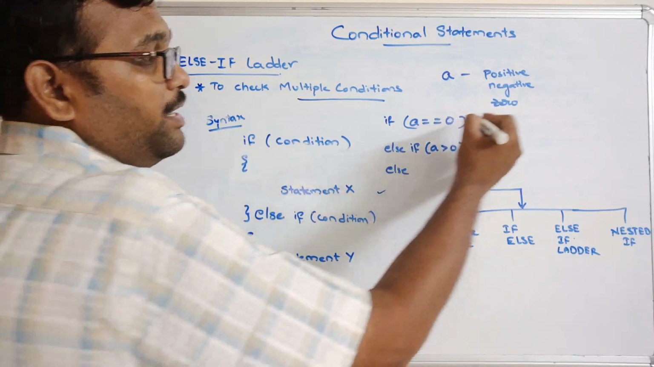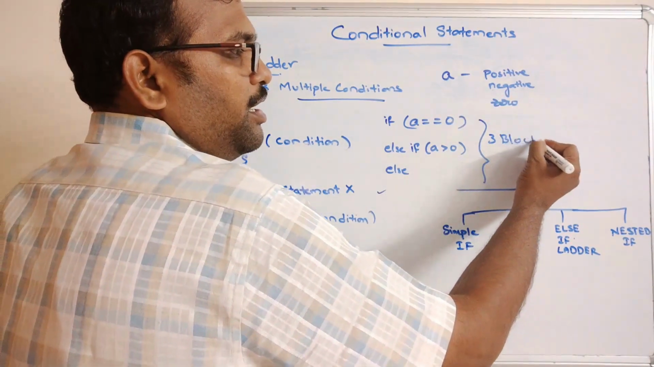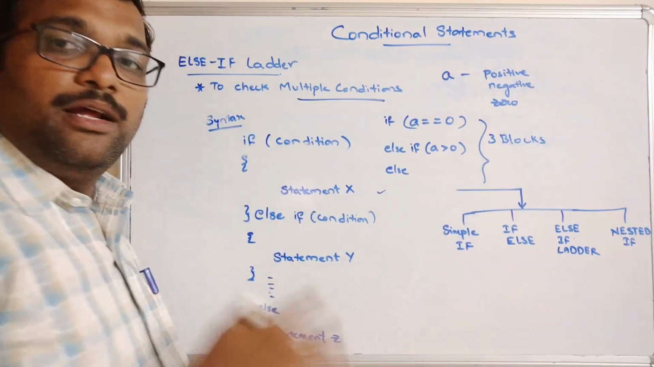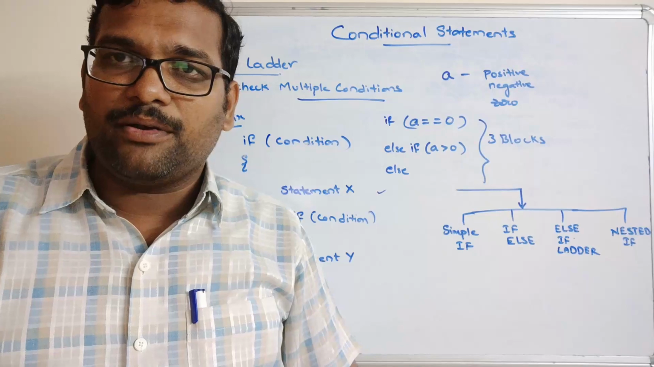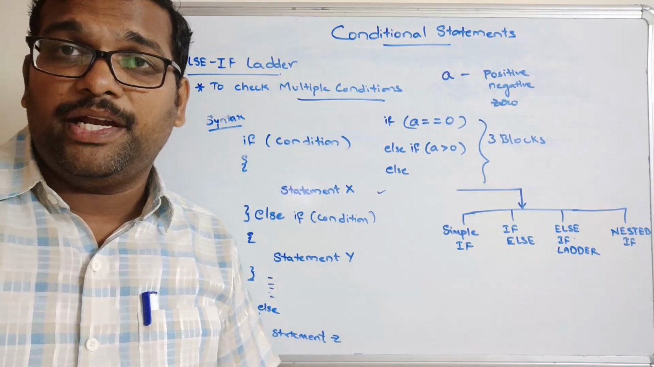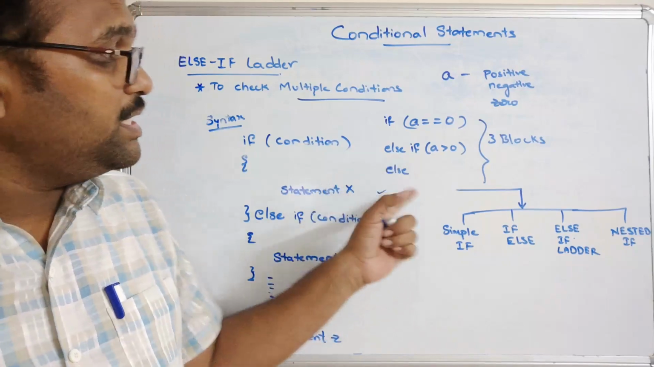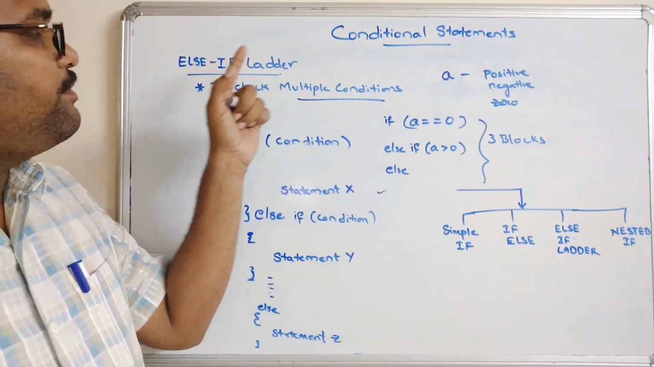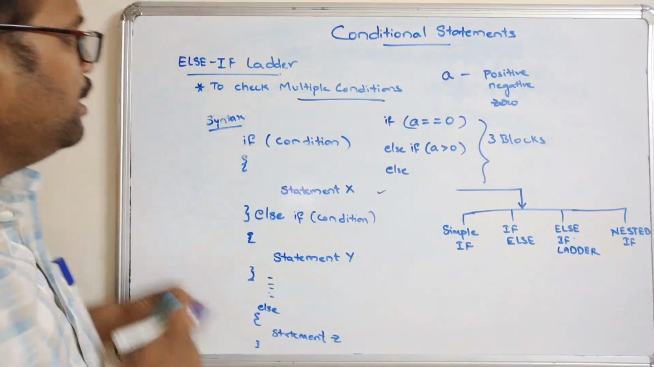So here we are writing three blocks of statements, but only one block of statements will be executed. Not all three blocks will be executed. Only one block of statements is being executed. So this is called the else if ladder. Multiple conditions can be written here.